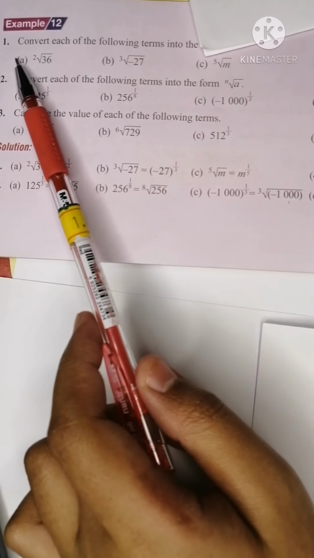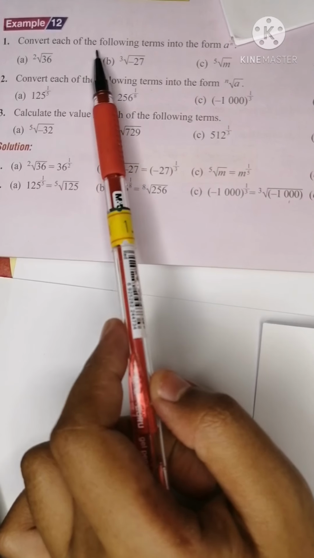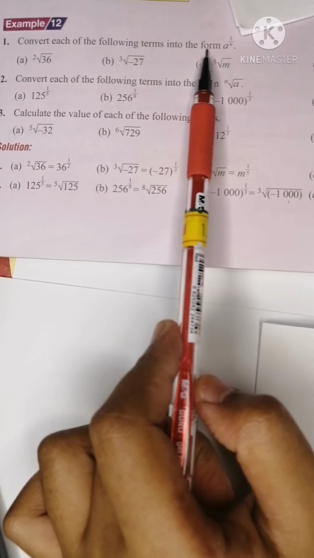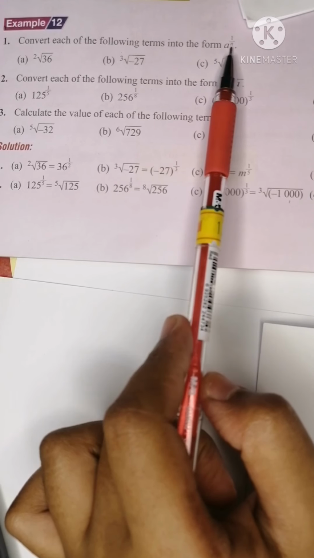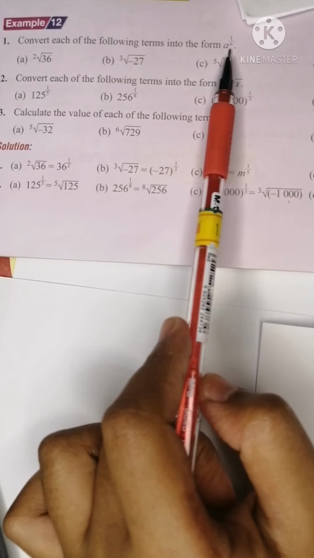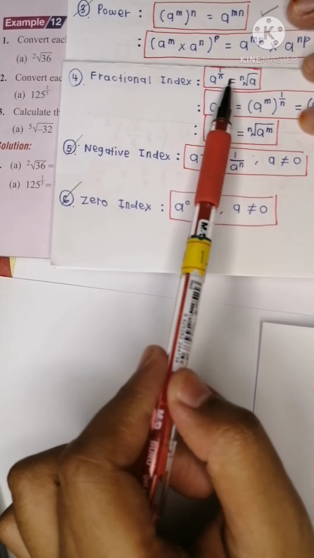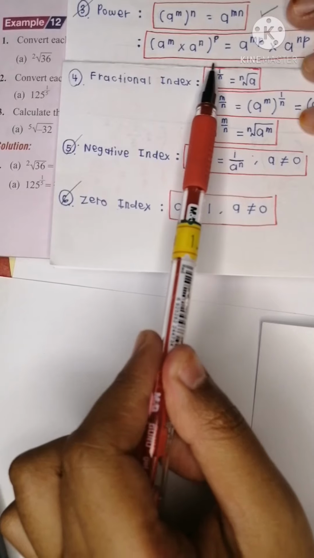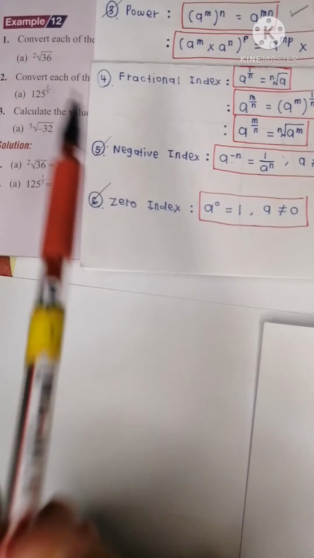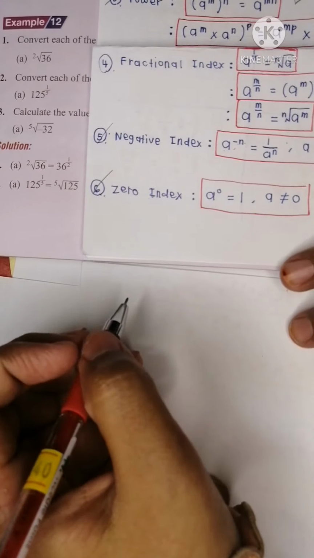The question asks you to convert each of the following terms into the form of a to the power of 1 over n. So for question number 1, the question asks you to convert from this form into this one. Look at the example, question A.